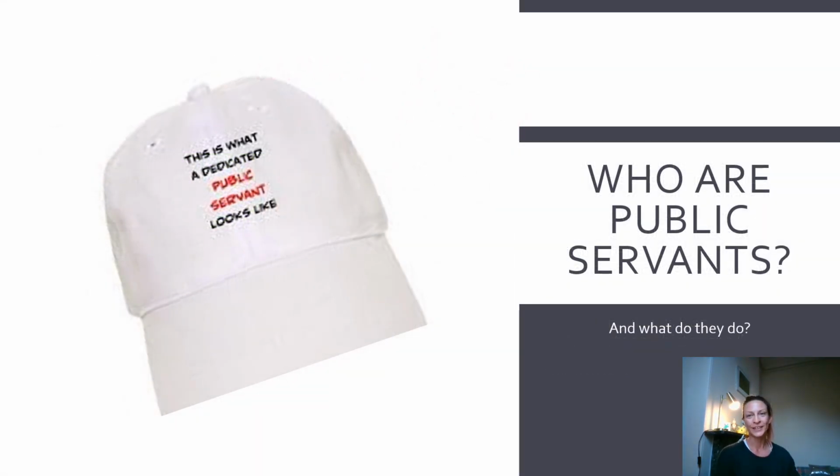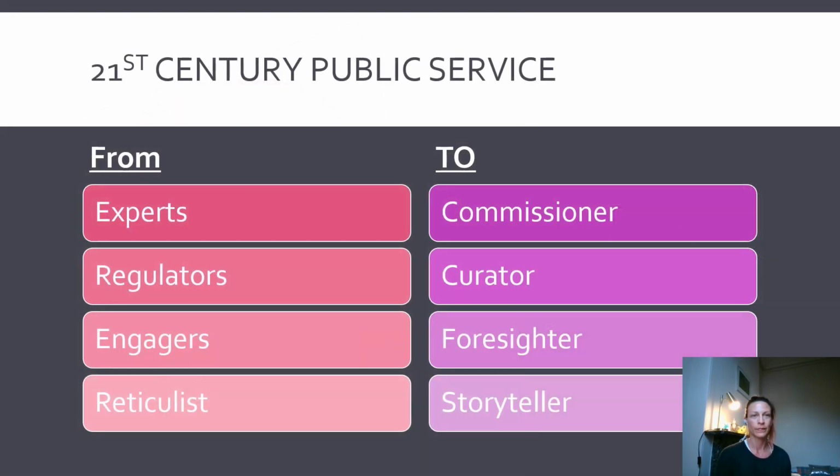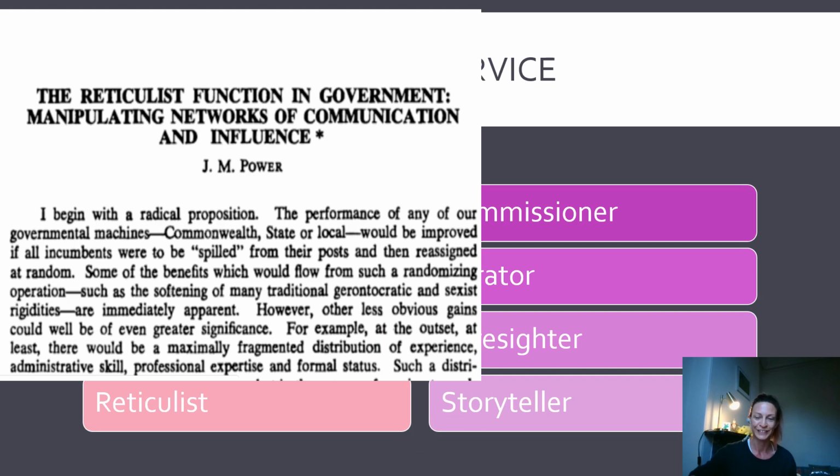So, who are today's public servants and what do they do? Helen and Helen thought quite a lot about 21st century public service, and they've said that what we see today are public service roles shifting from experts to commissioners, from regulators to curators, from engagers to foresighters, and from reticulists to storytellers. Now, every year when I teach this course, I have to remind myself what a reticulist is.